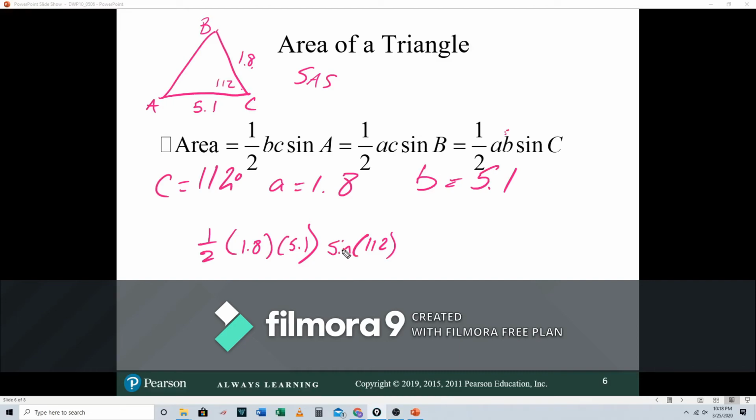So putting that in the calculator: 1/2 times 1.8 times 5.1 times sine of 112. I get 4.255. Whatever they want you to round to in the book, go with that. Check in the back of the book to see if you got it right, okay?